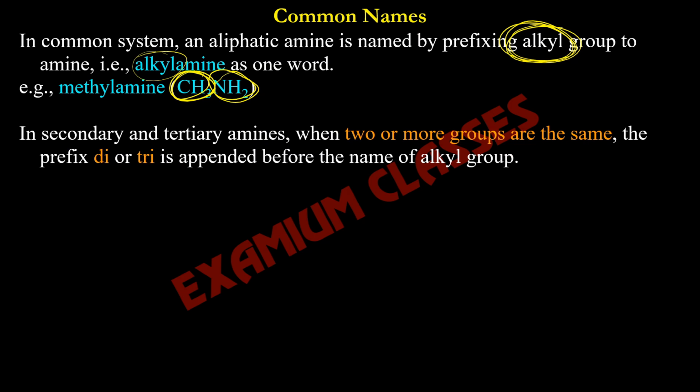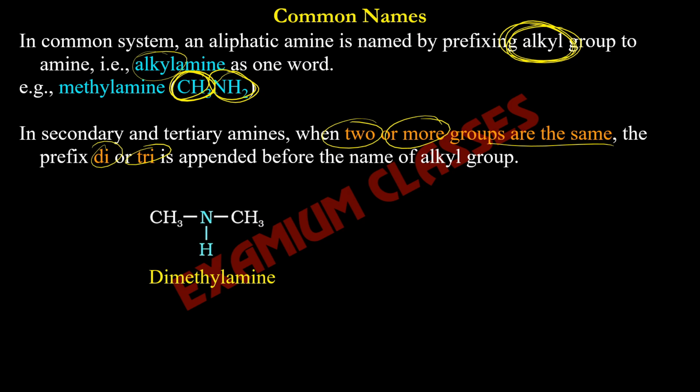In secondary and tertiary amines, when two or more groups are the same, the prefix di or tri is used, obviously as we do in naming. When we have two similar groups, we say di, three similar groups, tri, etc. So this is the example. And here remember, when we talk about amines, it is the nitrogen which decides secondary or tertiary. It is not the carbon. So this is a difference from normal IUPAC naming, what you have done in other chapters.